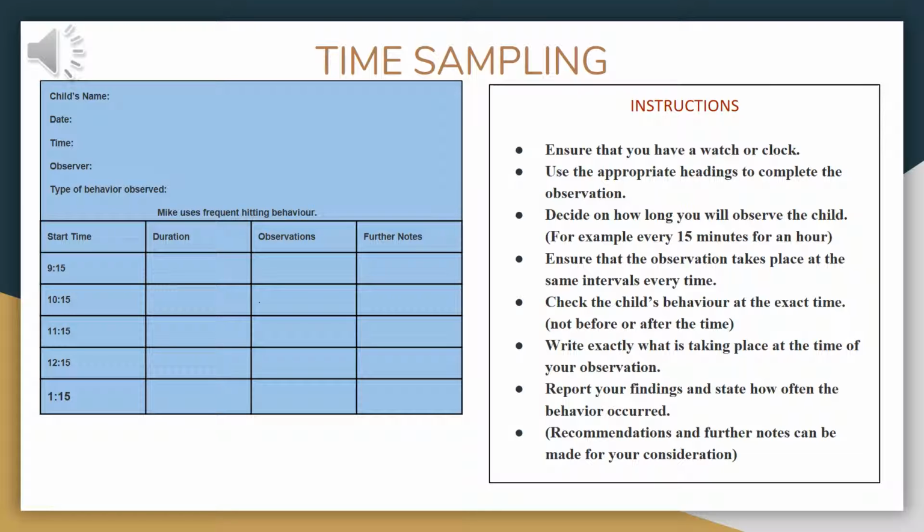Decide on how long you would observe the child. For example, for every 15 minutes for an hour, or you can observe for every 10 minutes for an hour, or for every 5 minutes for an hour. These are called the time intervals.